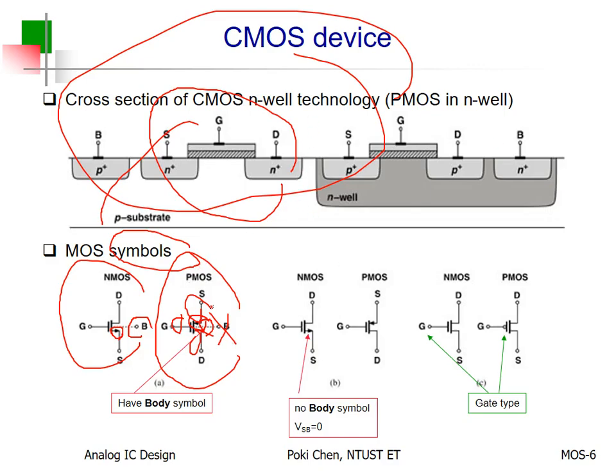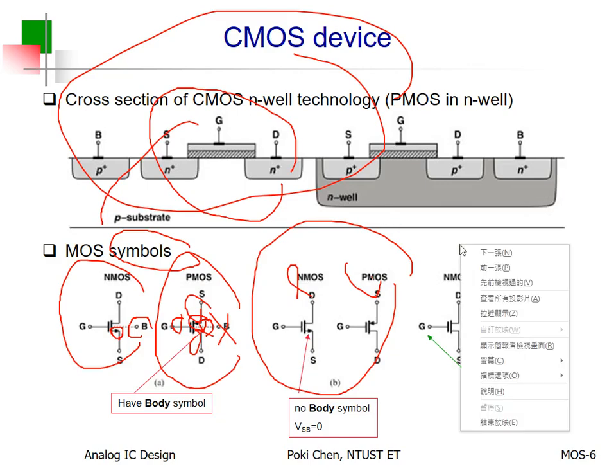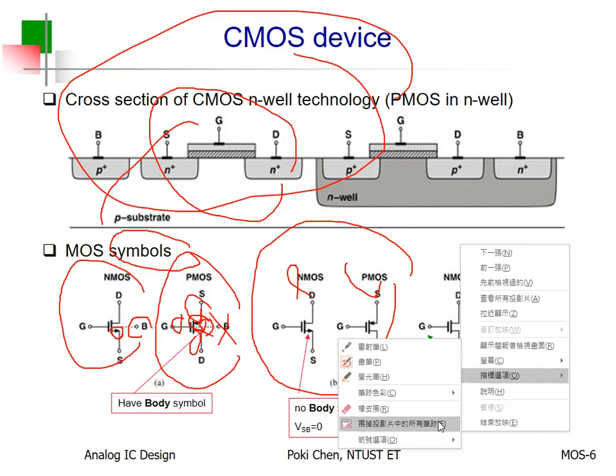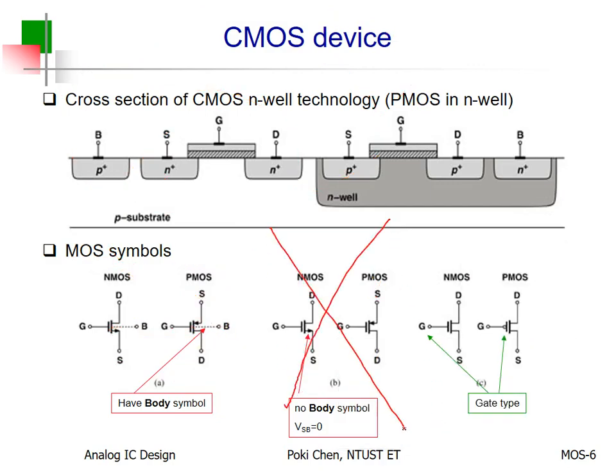We have even simplified symbols, for NMOS and PMOS. What's the difference? Where is the body? There's no body. You must be careful. Unless you connect your body to your source, I mean, you short your body and your source. Otherwise, I strongly recommend you don't use such symbols. As an analog IC designer, I strongly recommend no. Because it's quite misleading, especially for new engineers.